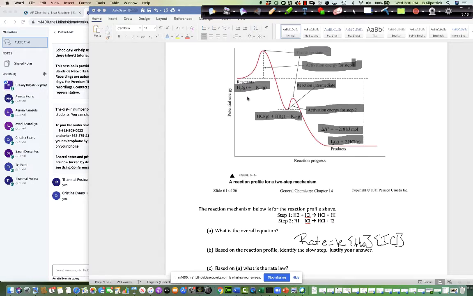But if you're looking at each individual step, you have to compare the reactants to the products of that step. So it's the same thing here. I have more energy in my reactants, so that's going to be exothermic. And then here's my second step, reactants to products. I have less energy here, so it's also going to be exothermic. So for both of them, the delta H should be negative. It's not asking for the value, it's just asking for the sign.